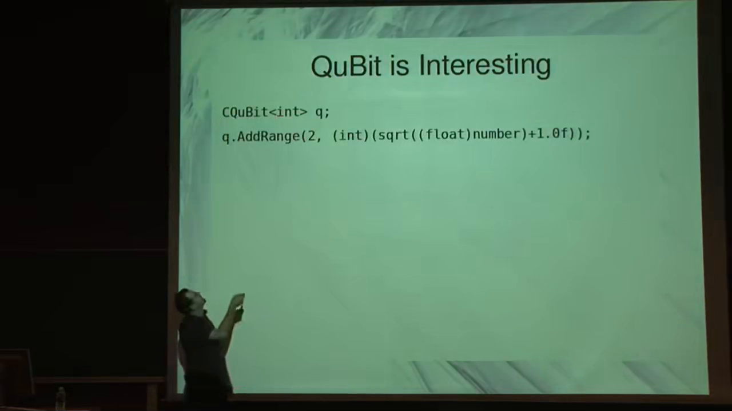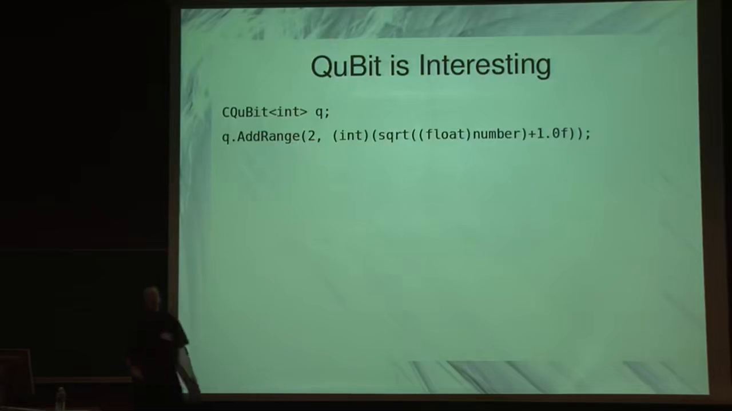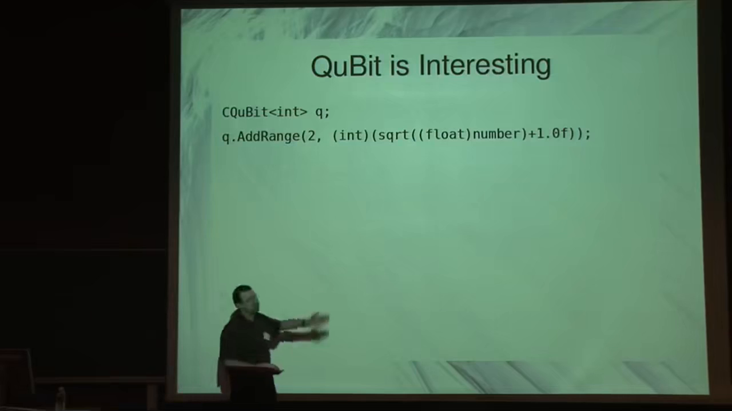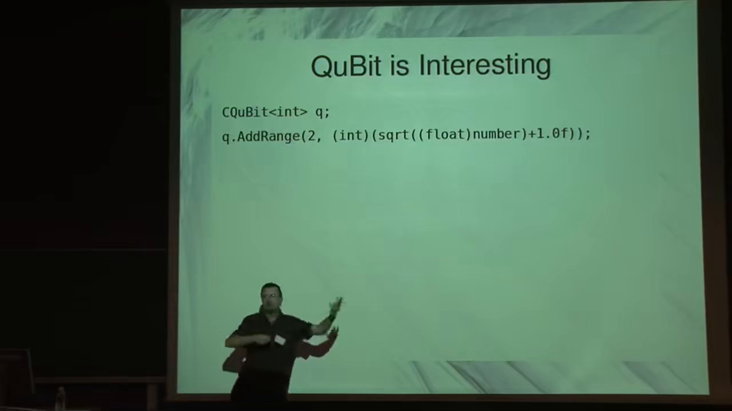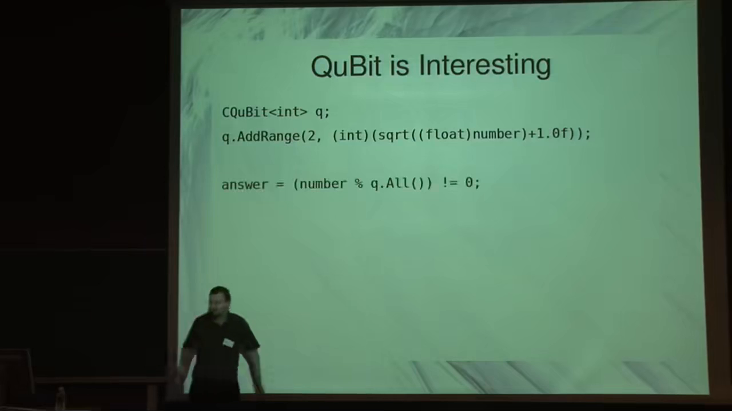We'll create a QuBit, as this time it's going to be integer-based, but who cares? And we're going to add a whole load of numbers between 2 and the square root of some other arbitrary number. Floating point inaccuracies are the reason we add this plus 1 bit at the end. So, say, take number 100. We're going to look at a QuBit with the values of 2, 3, 4, all the way up to, say, 10 or 11. It's going to have all of those values at the same time.